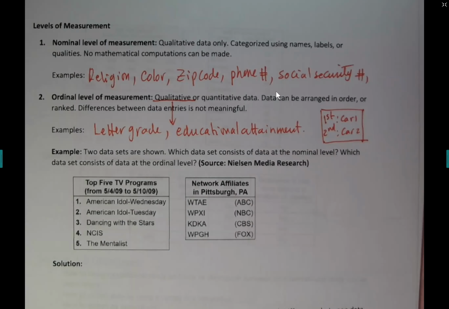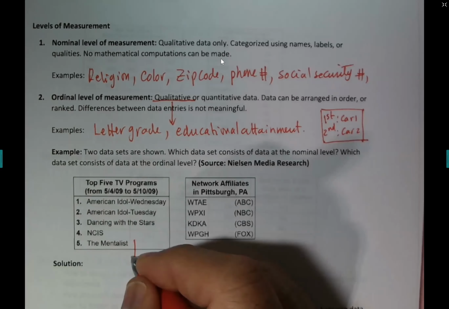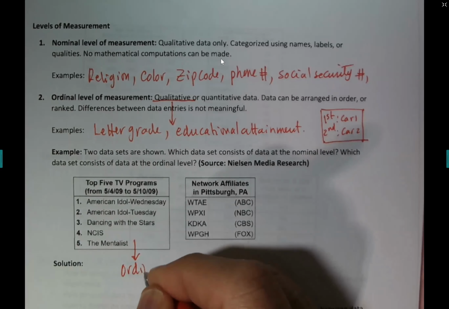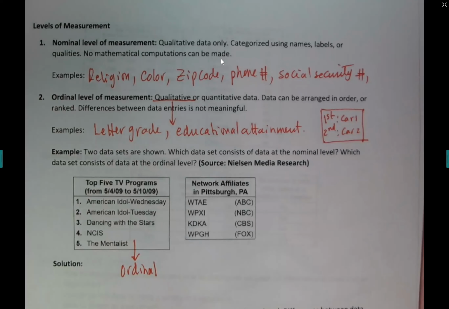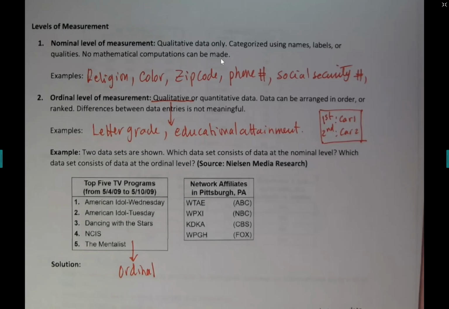Let's read. Okay, top 5 TV programs, guys. First one is American Idol Wednesday. What do you think this one is? Ordinal. Yep. Wait, what's ordinal again? Ordinal is qualitative data that can be ranked 1, 2, 3, 4, 5. And nominal is quantitative numerical data. No, qualitative, but cannot be ranked. Oh, all right. Just labels.